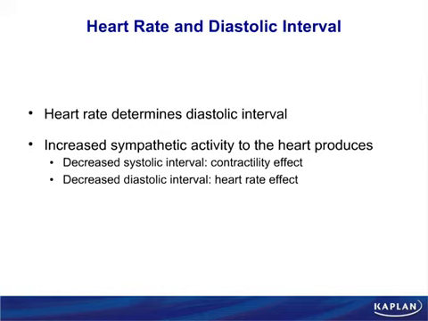Systolic interval is decreased when I increase the inotropic state, or in other words, increase contractility. That's because I'm contracting faster and relaxing faster. But also, sympathetics, beta 1, Gs, cyclic AMP, increase heart rate, therefore they decrease the diastolic interval.